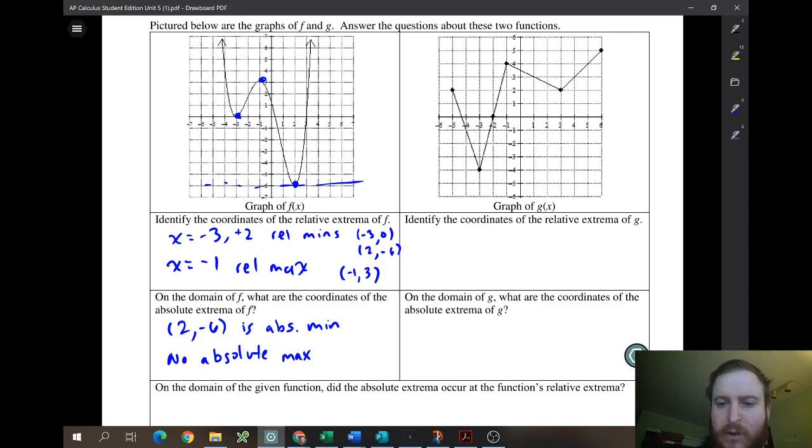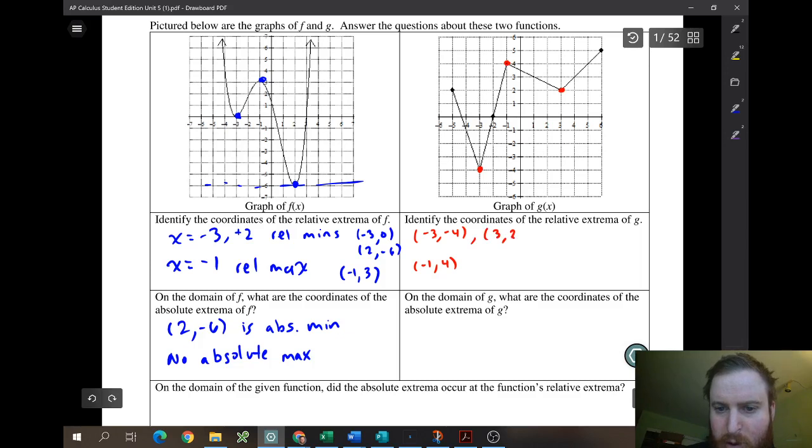Then on this next graph, we'll do the same thing. I'll use another color. Our relative extrema is any time it changes. We'll say that's -3, -4, and then we have -1, 4, and then we'll have 3, 2. So -3, -4 and 3, 2 are relative minimums because they changed from decreasing to increasing, and -1, 4 is a relative maximum.